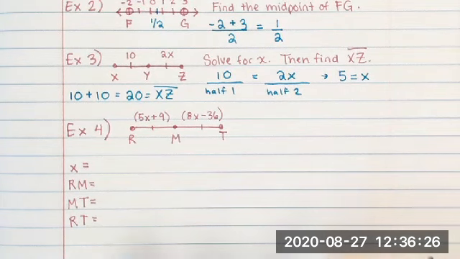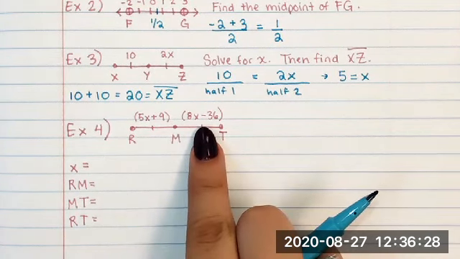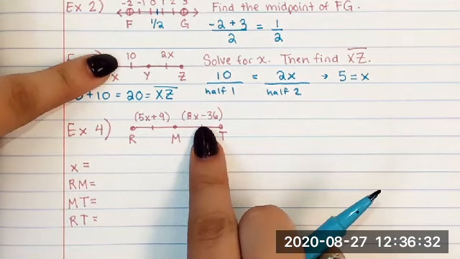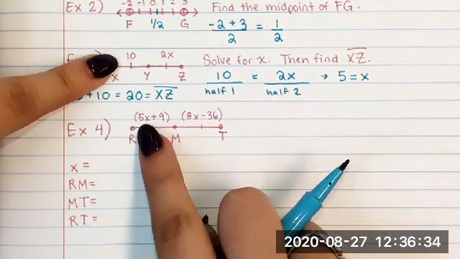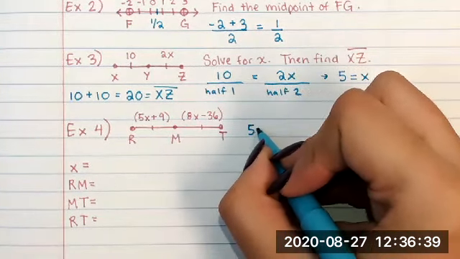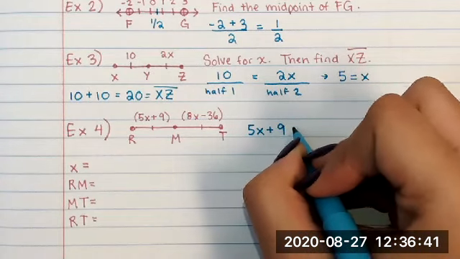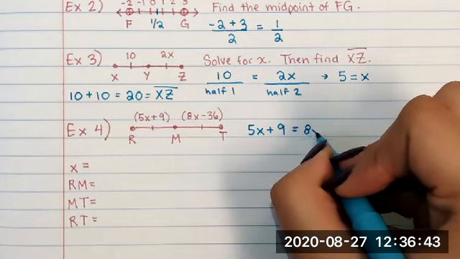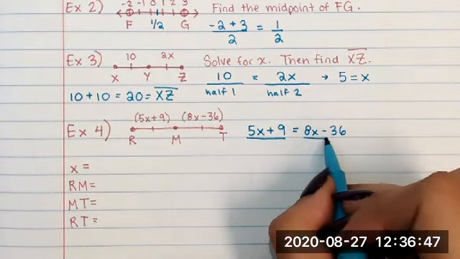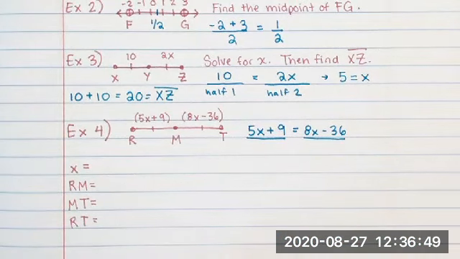So clearly I have two different expressions here. So the setup isn't going to be quite as easy as this problem, but we're doing the same concept. Half 1 equals half 2. So I'm going to set it up. 5x plus 9 equals 8x minus 36. So again, half 1 equals half 2. Doesn't matter what my halves are, I set them equal.